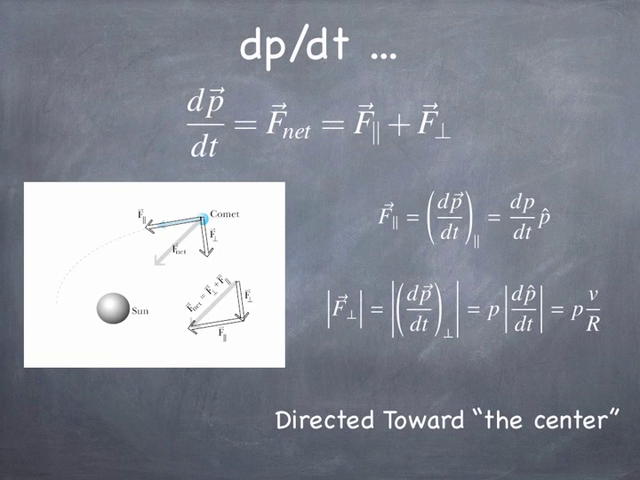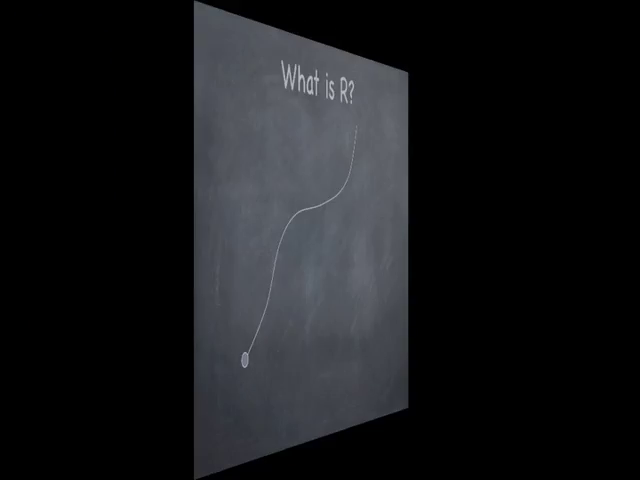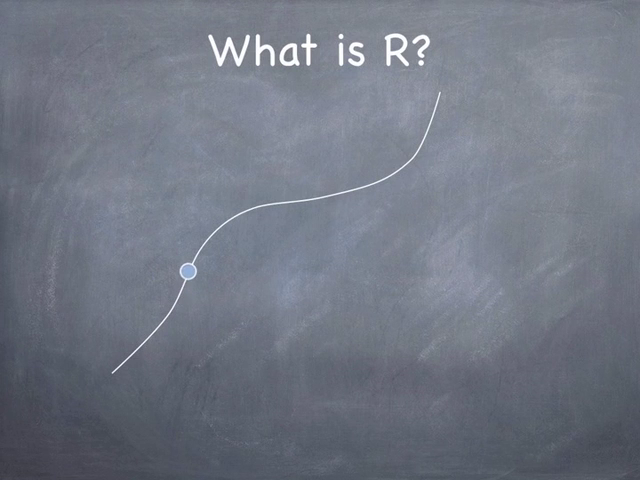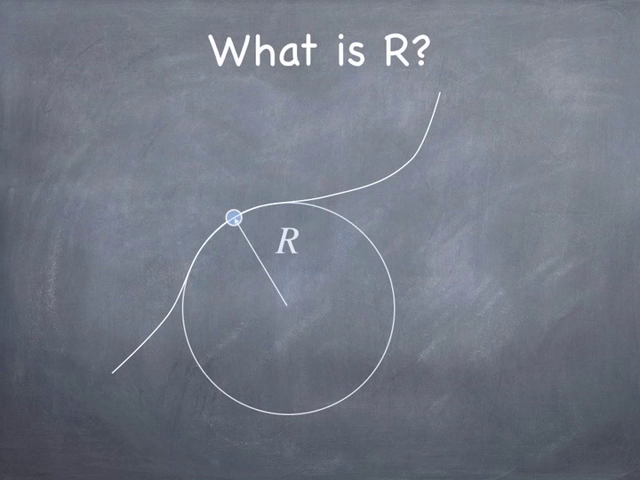Okay. Now, what do we mean by r? If a particle moves along a curve, if I imagine analyzing the motion at a particular point, there's no circle in this picture. The particle is just moving along some curve, but r is the radius of curvature of the circle that matches the curvature of the curve at the point in question where you're actually doing the analysis.